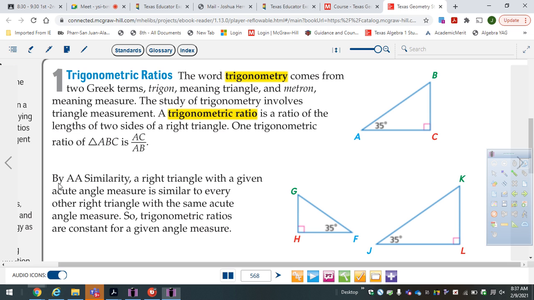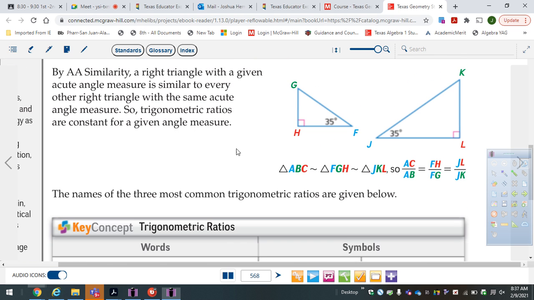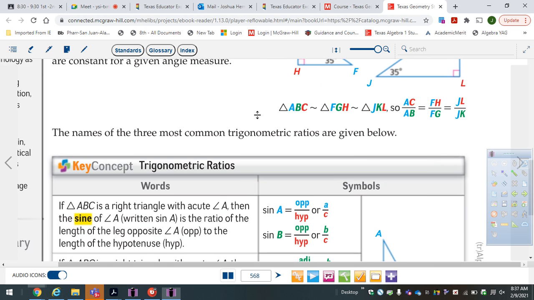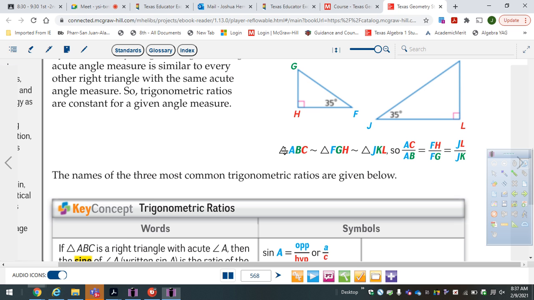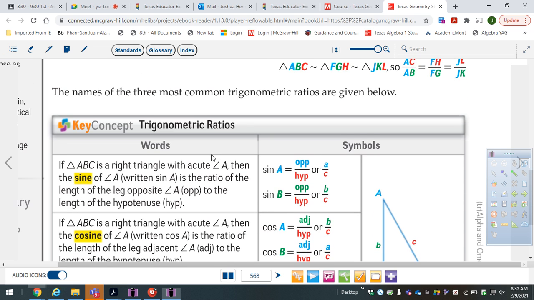By similarity, a right triangle with a given acute angle measure is similar to every other right triangle with the same acute angle measure. So that's pretty cool. If you know that one, then you know it's similar to every other right triangle like that. So trigonometric ratios are constant for every given angle measure. I'm just going to jump down over here if you don't mind.